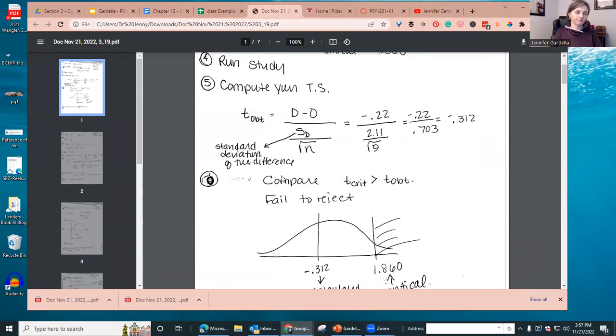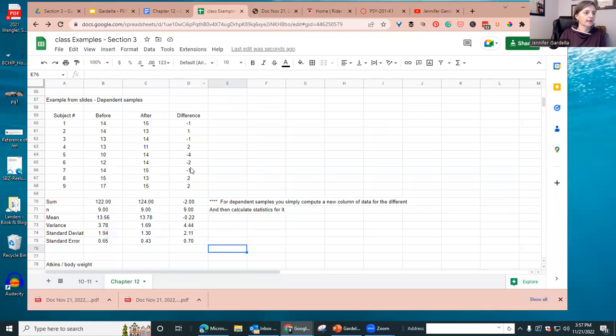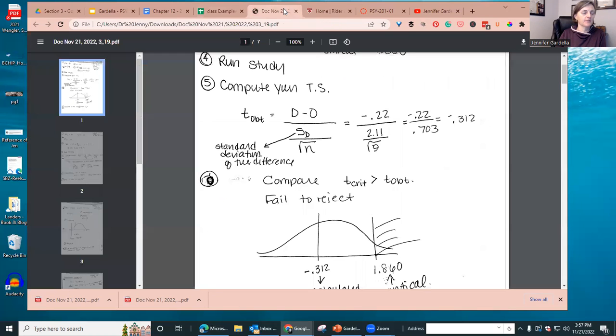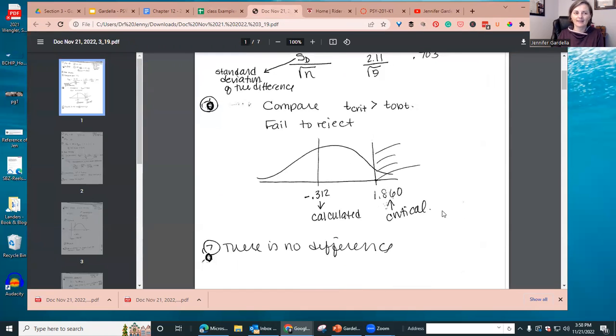Run the study. Our T obtained is the difference. So it's just the difference between the two scores. Again, that comes from the mean here. Mean difference is 0.22. We divide it by the standard deviation of the difference over the square root of n. So we divide it by, remember, this is standard error. And we wind up with a T obtained of negative 0.312. So this is an easy example, right? Because we failed to reject. So there's no difference. At this point, remember, when you fail to reject, you stop.